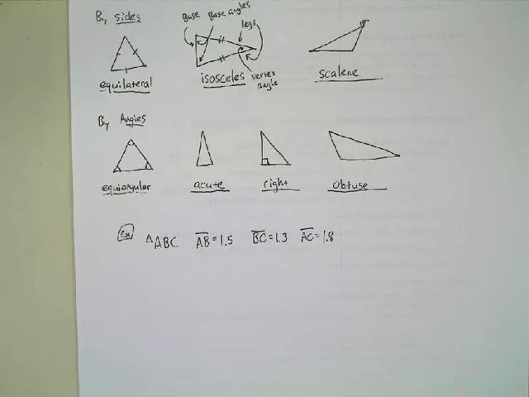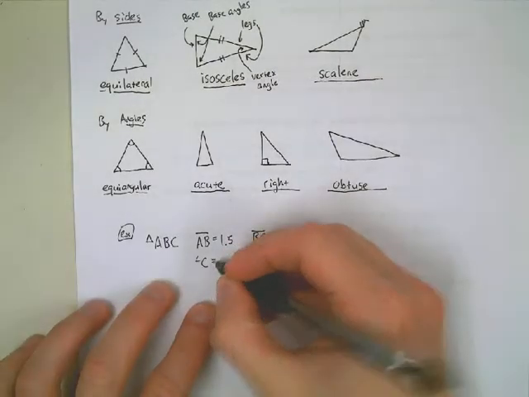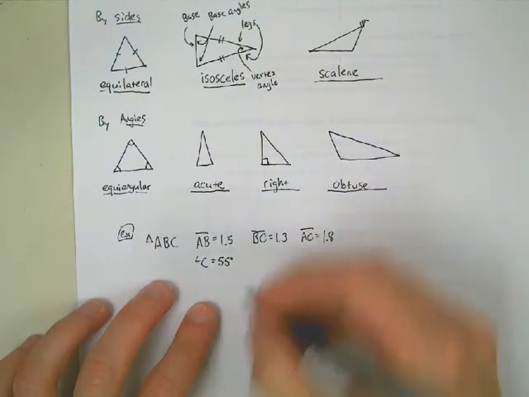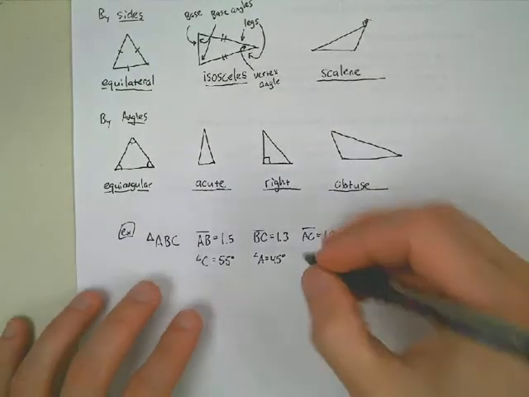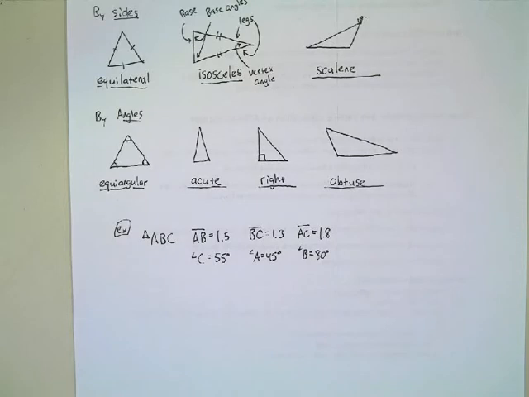Okay, and likewise, I'm also going to give us some angles here. So let's say that angle C is 55 degrees. And let's say that angle A is 45 degrees. And let's say that angle B is 80 degrees. Okay, so we've got those three pieces of information. And believe it or not, with only those three pieces of information, without a picture, we can classify this triangle.